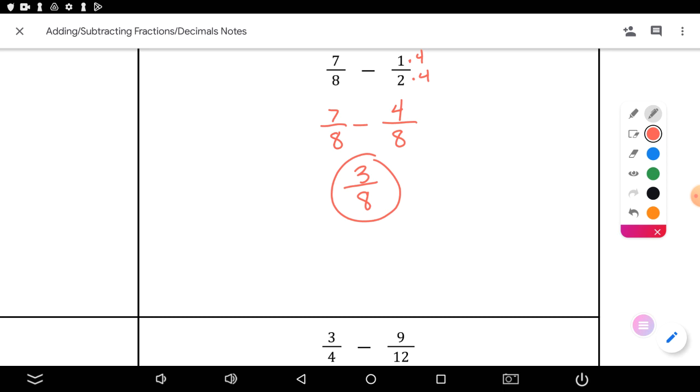I like subtracting fractions more than I like adding them because usually there's less at the end. There's less finishing.